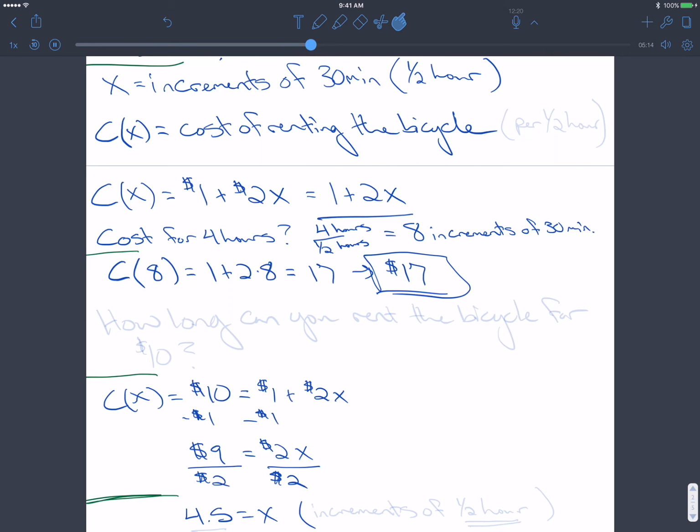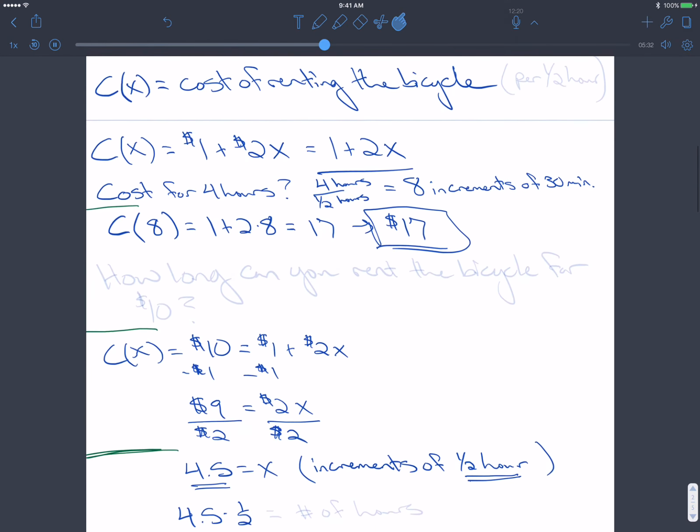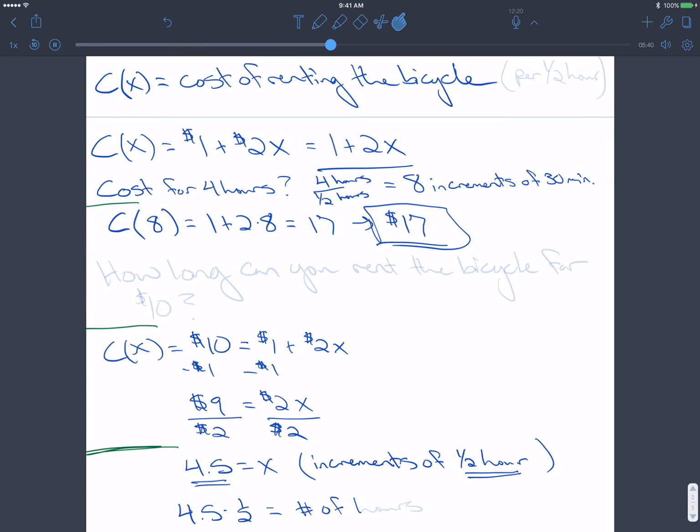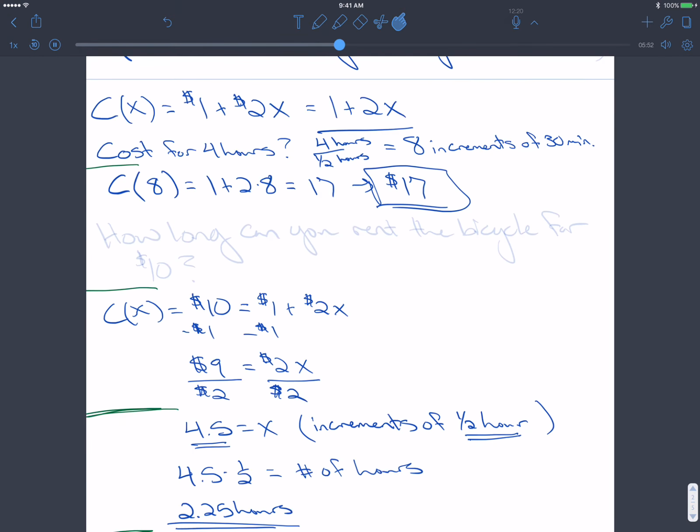Now, remember that x is increments of 30 minutes, so this is 30 minutes or a half hour. I'm going to use a half hour here because I'm going to take that half hour and multiply it by 4.5 to get the number of hours that you can actually rent it. So 4.5 times a half gets us 2.25 hours. That's how long you can rent the bicycle for only $10.